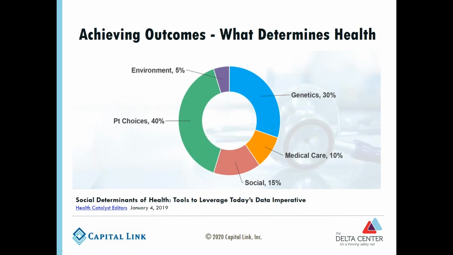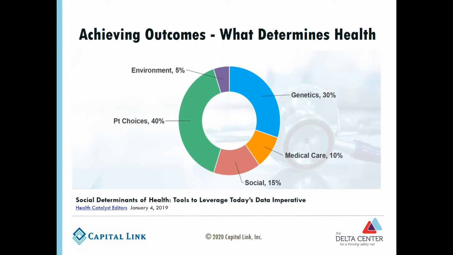So this chart is just simply to give you a general idea of what determines health, and I'll spend a lot of time on it. If you look at the biggest thing that determines health, 40% of it is the patient's choices. The environment they live in is one, genetics obviously plays a big role, the medical care they're getting and the social determinants certainly make a difference. But essentially, achieving outcomes is all pretty much reliant on patient choices.